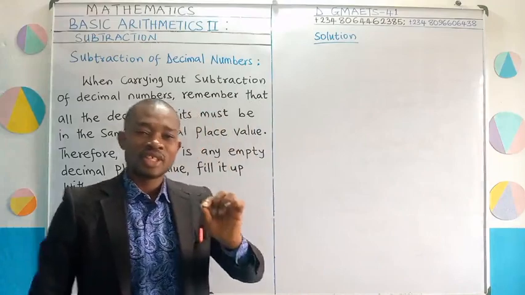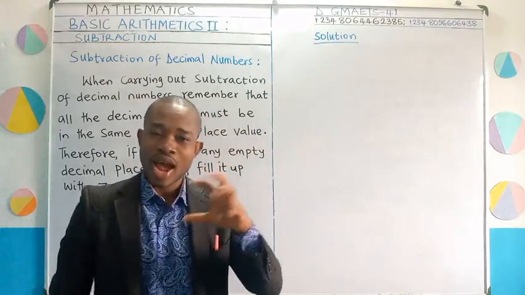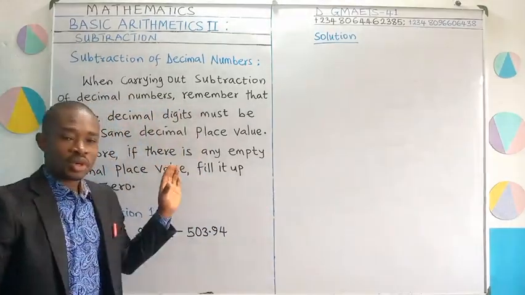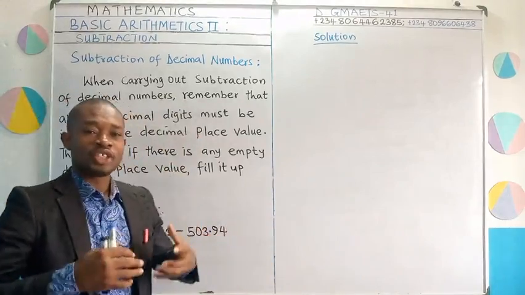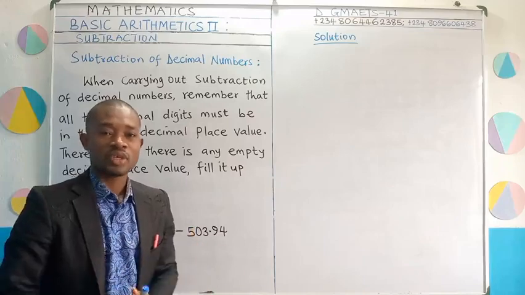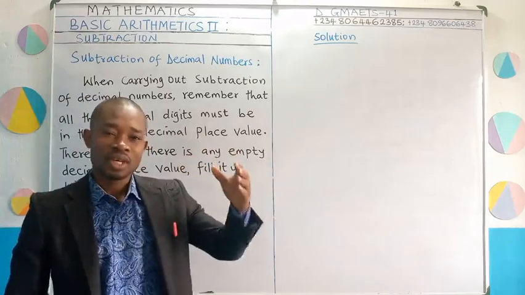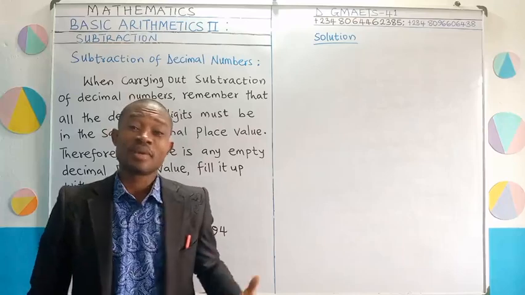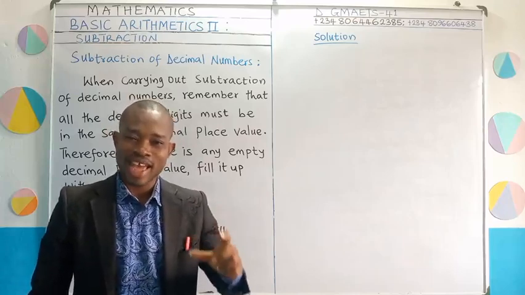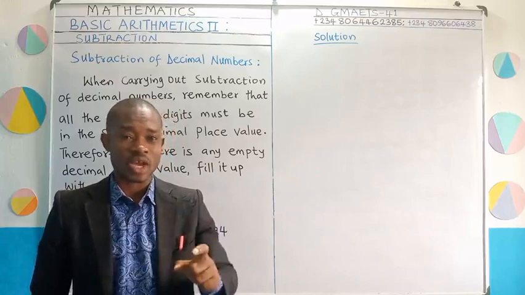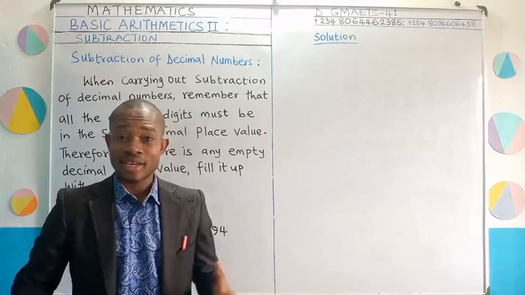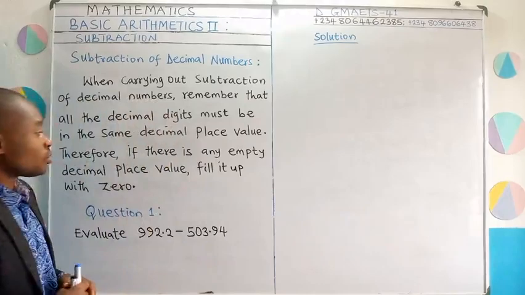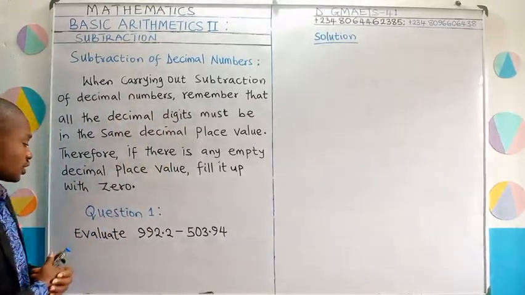The only thing here, just like I told you when I taught you addition of decimal numbers, what you should remember as a secret when you are doing subtraction of decimal numbers: if you have empty place values in the decimal digit part, you must fill any empty decimal place values with 0. It might lead you into trouble if you don't do that, okay? Remember I told you this when I taught you addition.